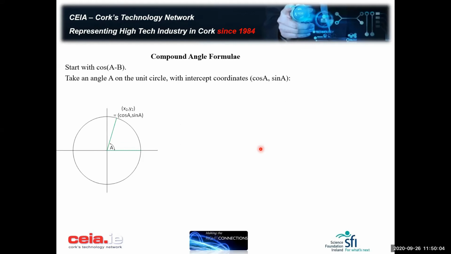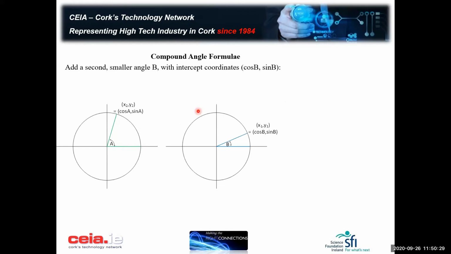So let's start on the cosine A minus B identity. And we start with an angle A as before. It's a positive angle A, so its intercept point is cosine A, sine A. Then we add in an angle B. I've made this angle B a bit smaller here so that A minus B will be positive, because we're looking for a formula for the cosine of A minus B.